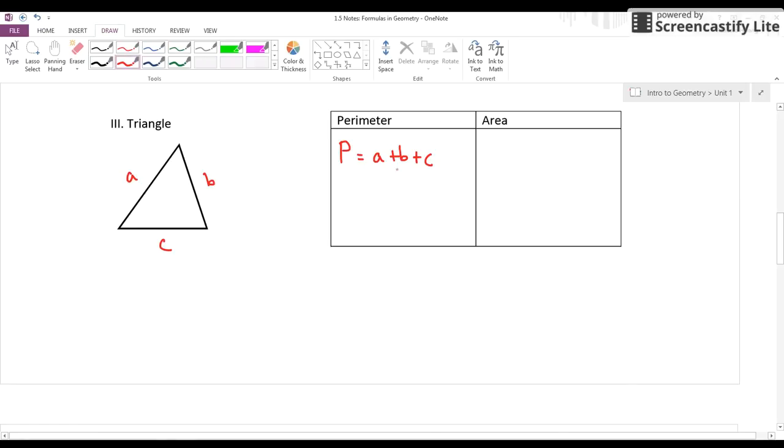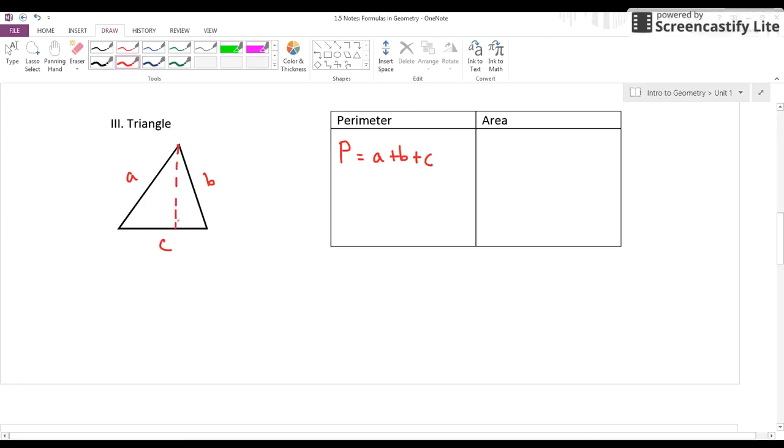Sometimes they could be the same length, sometimes they may not be, but just add up all 3 sides. Now, when we talk about area, it is going to be a bit special. With area, you need one particular length. You need the height.